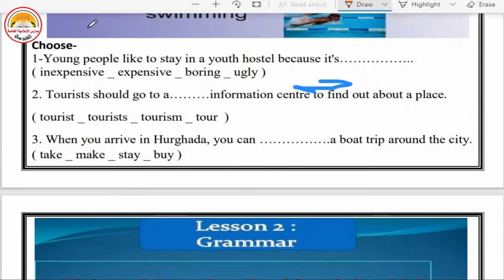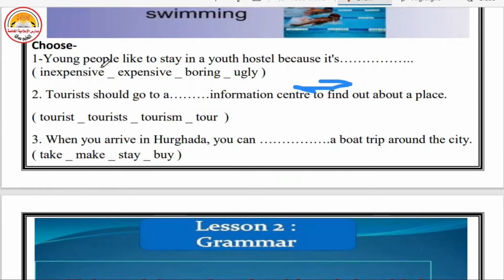Let's practice on these words. Number one, choose. I allow you time to read the three sentences. Okay, try to answer.